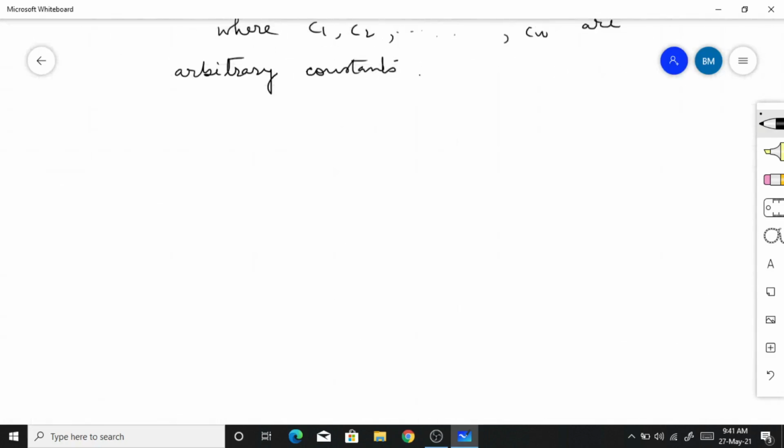So let us consider one example, not one, more than one example. Say example 4.20. So consider the differential equation.